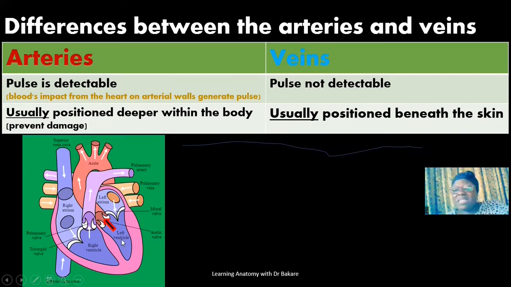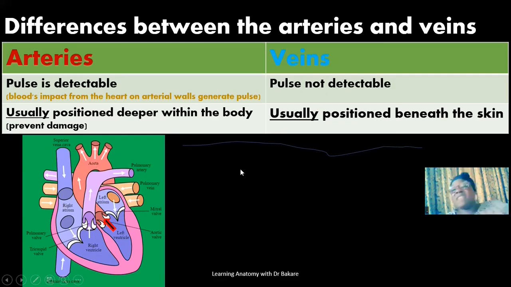We already established in our previous lecture that the wall of the left ventricle is thicker. As a matter of fact, it is the thickest among all the four chambers of the heart. So as it contracts, it generates intense pressure that it exerts on the wall of the aorta, and this is also further transmitted to the other arteries that emerge from the aorta. So that is used to generate pulse, and that is why pulse is detectable in the arteries. While in the veins, the impact that is created on the wall of the veins is not so much as what is created on the artery.